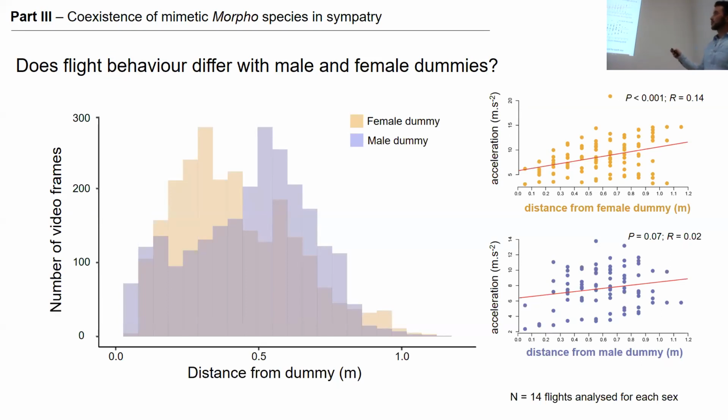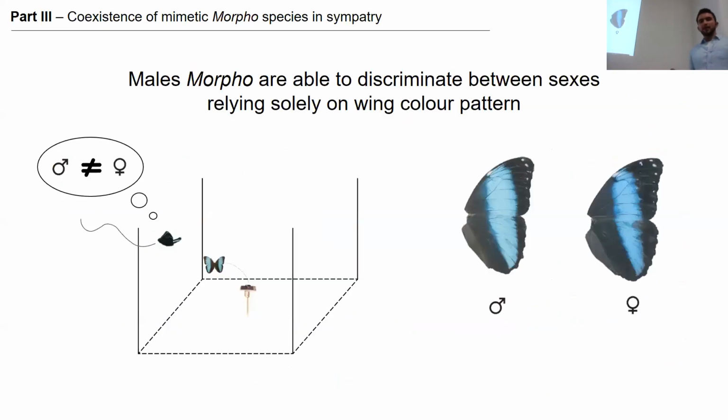Patrolling males approached the female dummy following a smoothly decelerated flight path, whereas they showed more erratic acceleration around the male dummy. So what we learned from the kinematic analysis is that male Morpho are able to discriminate between sexes relying solely on wing color pattern. And this is quite impressive given the high similarity between the wing of male and the wing of female. And this result also validates that courtship and contest are different behaviors, and they should be interpreted differently.